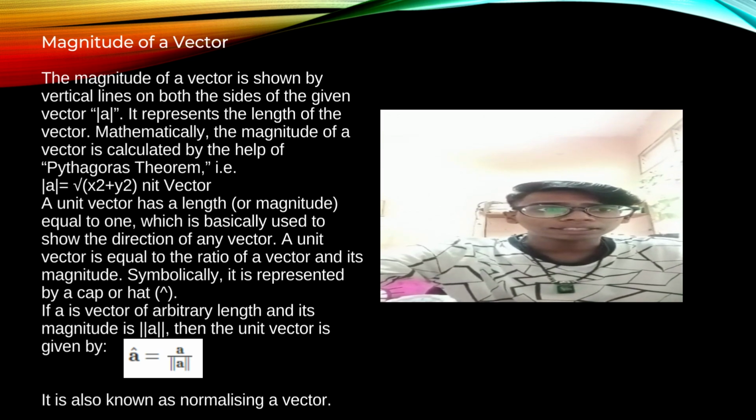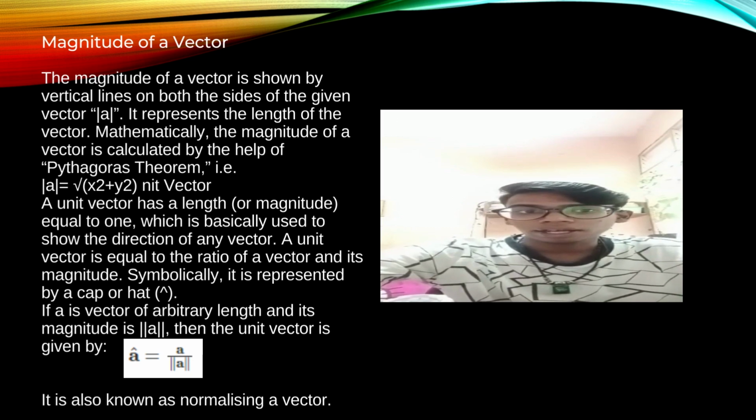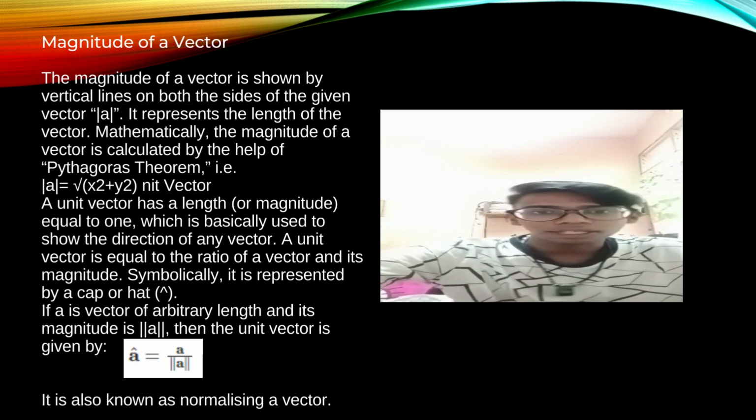A unit vector has a length or magnitude equal to 1, which is basically used to show the direction of any vector. A unit vector is equal to the ratio of a vector and its magnitude. Symbolically, it is represented by a cap or hat. If A is a vector of arbitrary length and its magnitude is modulus A, then the unit vector is given by A divided by modulus A. See the example. It is also known as normalizing a vector.